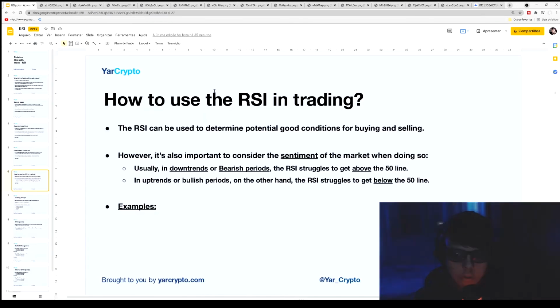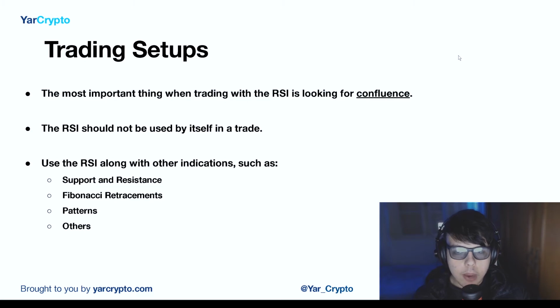Continuing on here, we have some trading setups for you guys. There are some things that we should keep in mind when we want to trade using the RSI. The most important thing when trading with the RSI is looking for confluence. The RSI should not be used by itself in a trade. Although you can use the RSI in some trades and it can give you positive results, usually we want a more successful trade and we want to be as safe as possible.